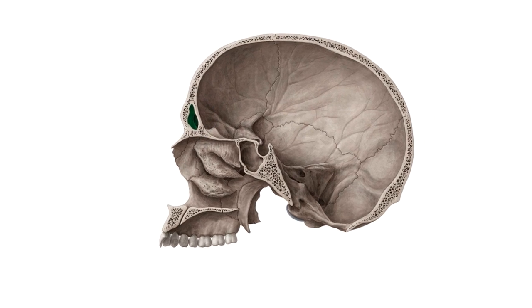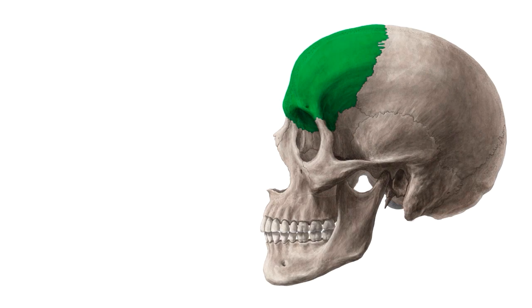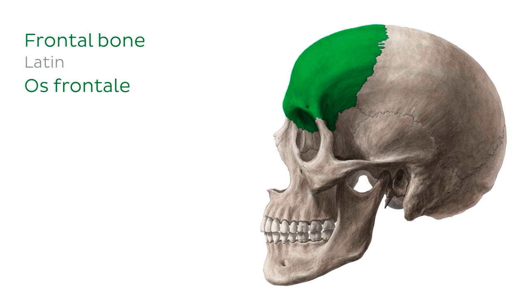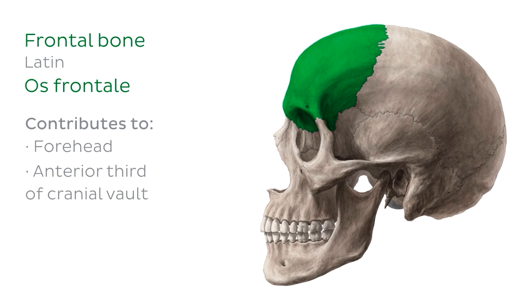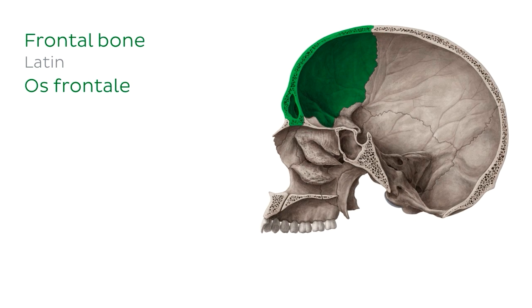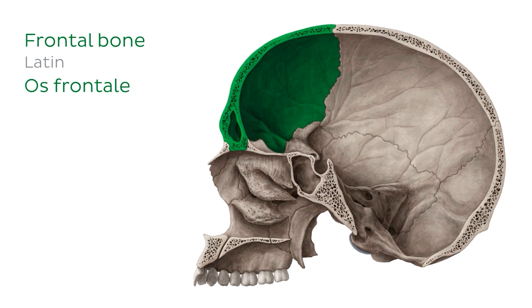To orient ourselves for this tutorial, we're going to begin by talking about what and where the frontal bone is, as this is where we'll also find the frontal sinus. Take a look at the atlas image on the slide. The frontal bone is highlighted in green. This bone contributes to our forehead and roughly the top anterior third of our cranial vault. Now, if we cut this image along the mid-sagittal plane, we end up with a half skull that looks like this. The frontal bone has the frontal sinus within it.